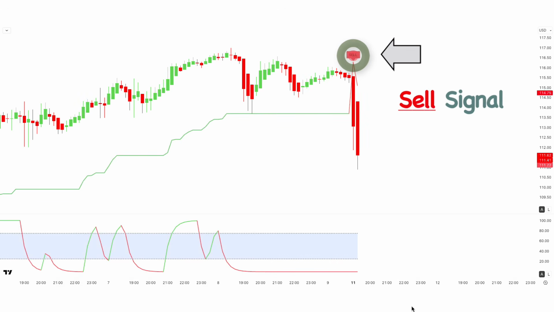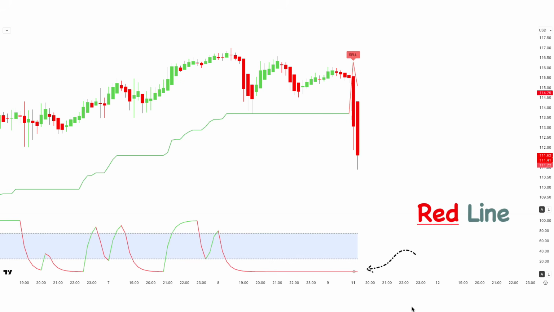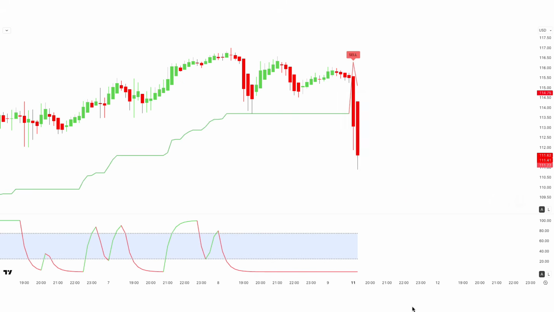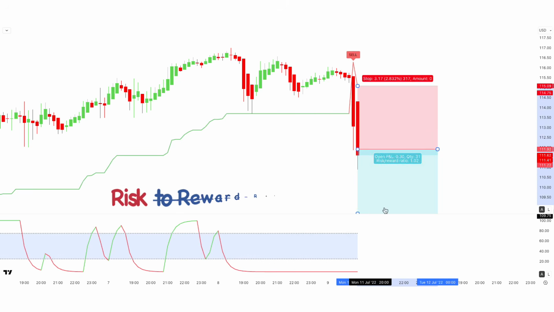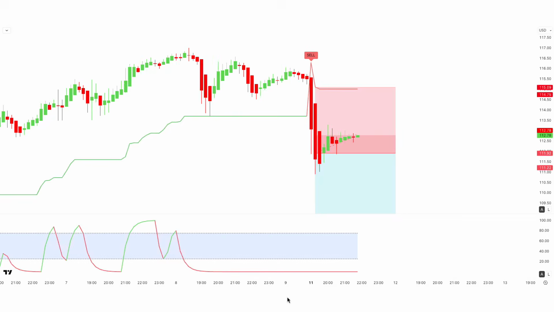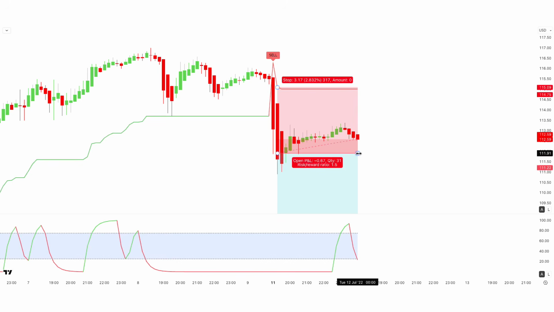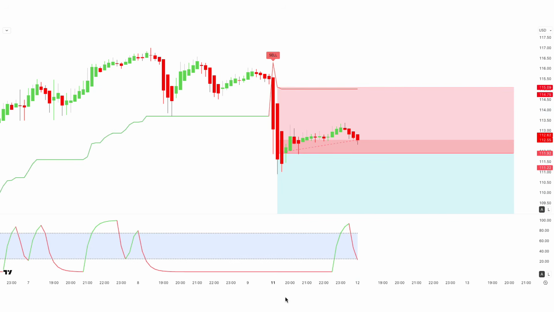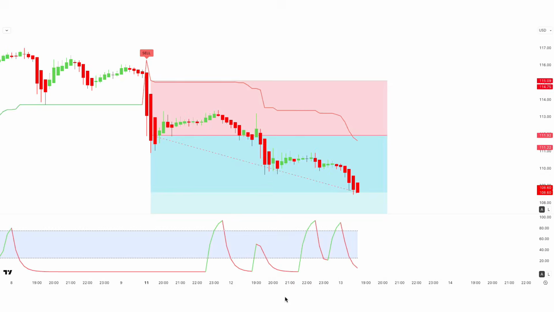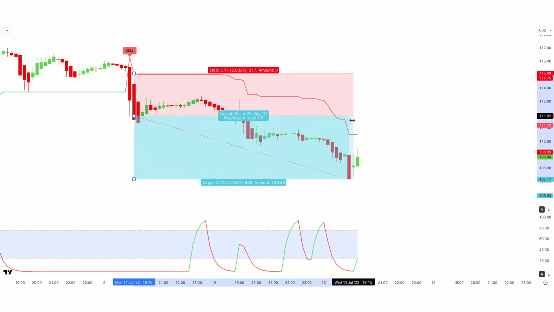Here the ATR Stop Classic arrow of this indicator is a sell signal. Here the red line of the STC indicator is below the blue area. Here the market has made a bearish candle to give confirmation. So all our conditions are being fulfilled, so we are placing an order to sell. Our stop loss is to be placed at the red line, and the risk to reward ratio will be 1:1.5. Let's see what happens to our trade. Our trade is running in profit. We have won the trade. Let's find the next trade.